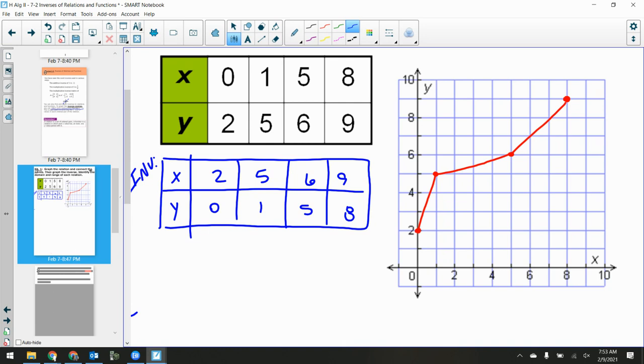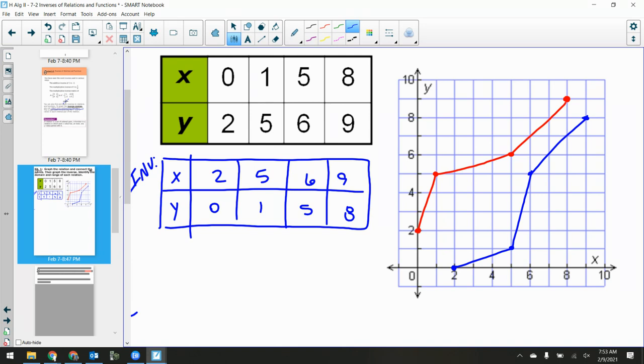All x's become y values, all y values become x values. So instead of the coordinate (1, 5), we have the coordinate (5, 1). Instead of the coordinate (0, 2), we have (2, 0). Now let's regraph (5, 1), (6, 5), (9, 8). All right.